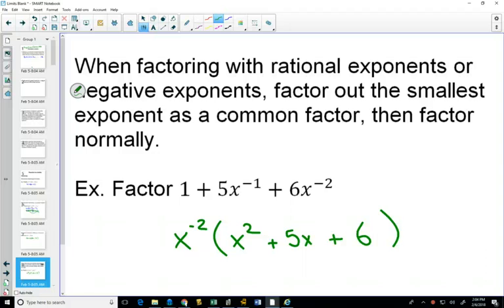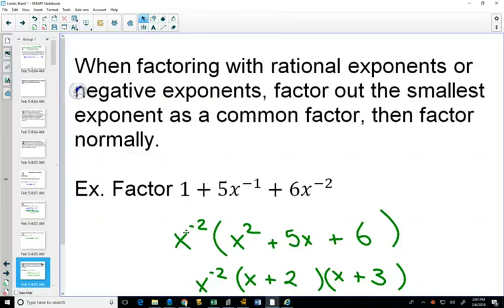So that's kind of different. And if I've done that, I can now look at what's left. And this factors nicely to x plus 2 and x plus 3. So here's one for you to try.